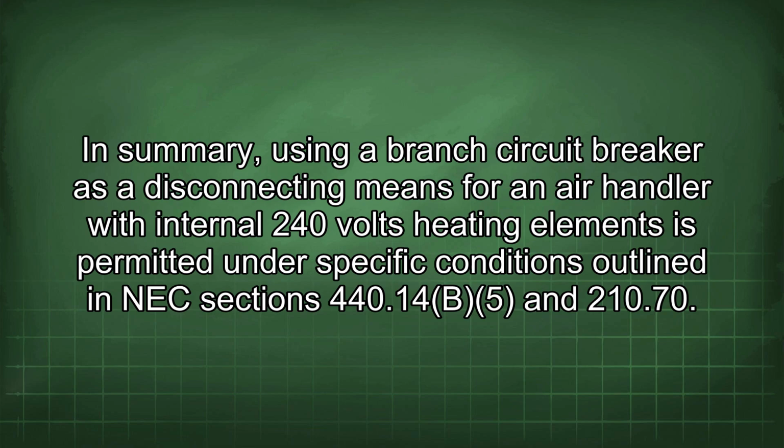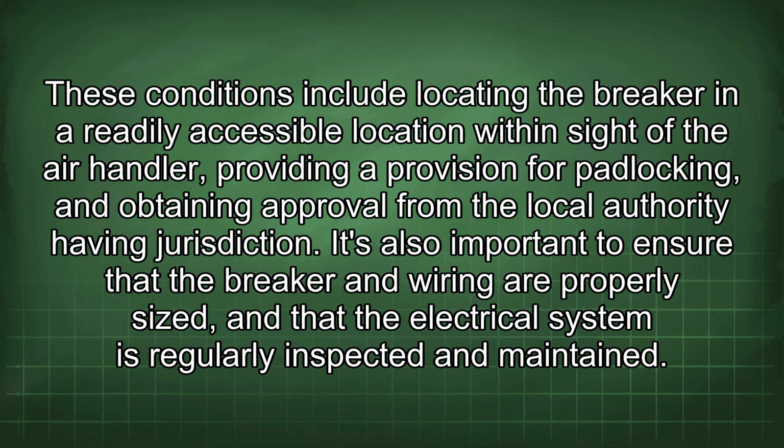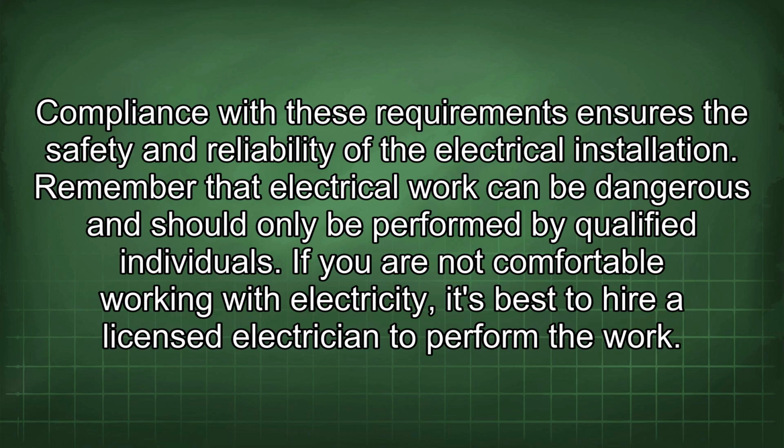In summary, using a branch circuit breaker as a disconnecting means for an air handler with internal 240-volt heating elements is permitted under specific conditions outlined in NEC sections 440.14(B)(5) and 210.70. These conditions include locating the breaker in a readily accessible location within sight of the air handler, providing a provision for padlocking, and obtaining approval from the local authority having jurisdiction. It's also important to ensure that the breaker and wiring are properly sized and that the electrical system is regularly inspected and maintained. Compliance with these requirements ensures the safety and reliability of the electrical installation.